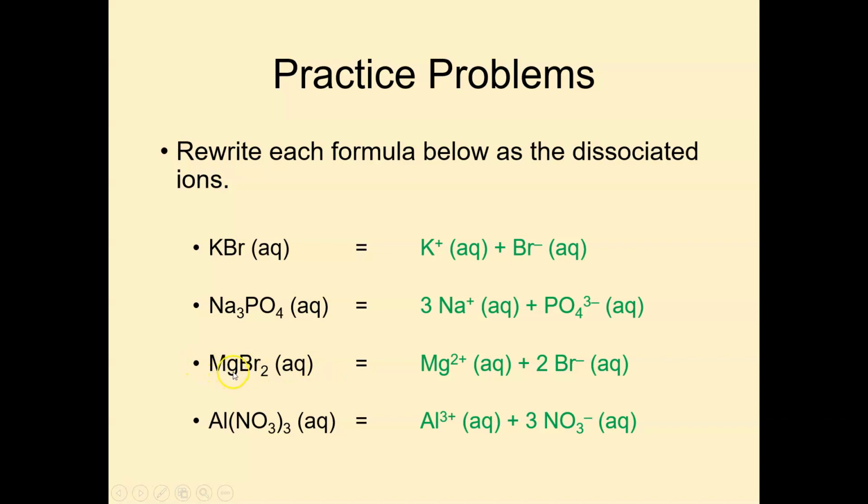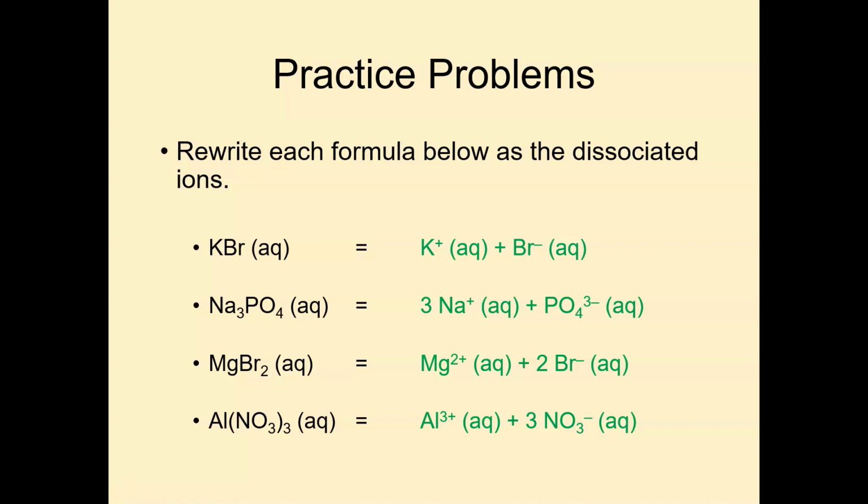Magnesium bromide, the coefficients are 1 and 2, so I get 1 mole of magnesium, then I get 2 moles of bromide. And then aluminum nitrate, because the coefficients here are 1 and 3, I get 1 mole of aluminum and 3 moles of nitrate ions.